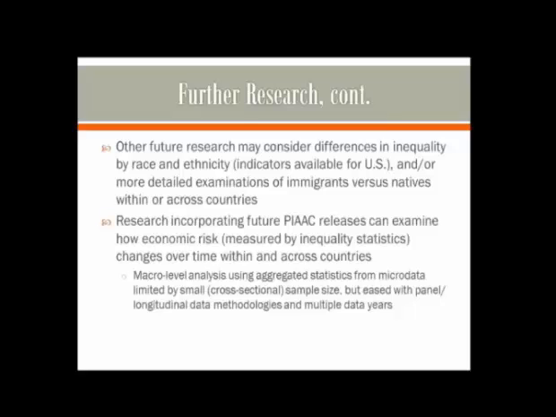And then there's other ways to think about economic risk and other ways to think about inequality in general. I think it would be useful to examine race and ethnicity, perhaps within the context of the U.S., where those types of indicators are available, as opposed to in this international data set, or a more detailed examination of immigrants versus natives would be useful as well. And then as more PIAAC data releases come out, for example, if this is done again for these same countries, we could definitely look at some changes over time, which I think would be useful as well.